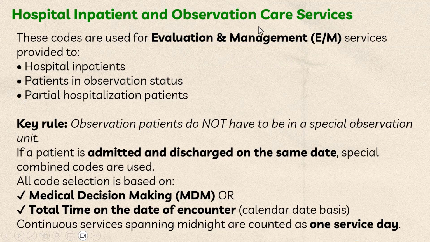Hospital inpatient and observation care services. These codes are used for evaluation and management services provided to hospital inpatients, patients in observation status, and partial hospitalization patients. Key rules are: observation patients do not have to be in a special observation unit. If a patient is admitted and discharged on the same date, special combined codes are used. All code selection is based on medical decision making or total time on the date of encounter, that is, on a calendar date basis. So continuous services spanning midnight are counted as one service day.